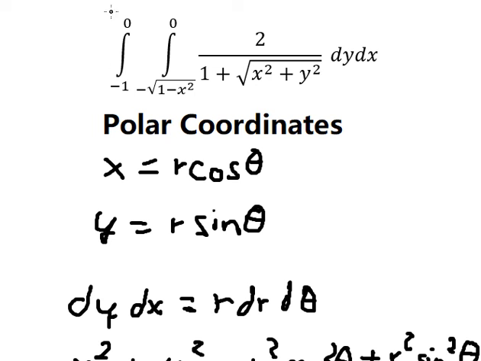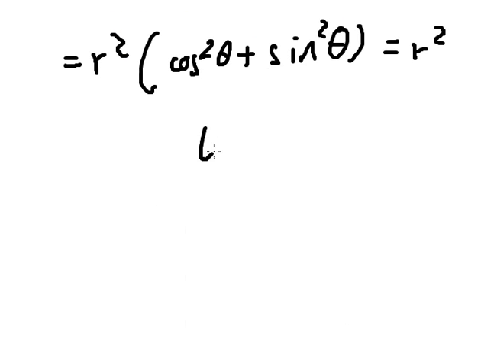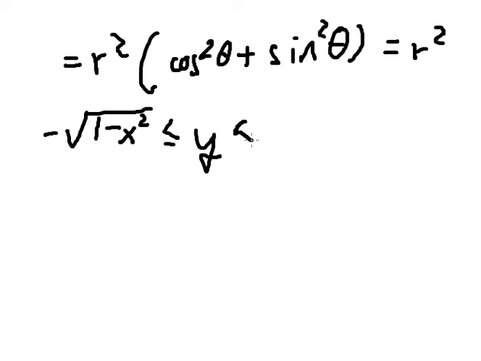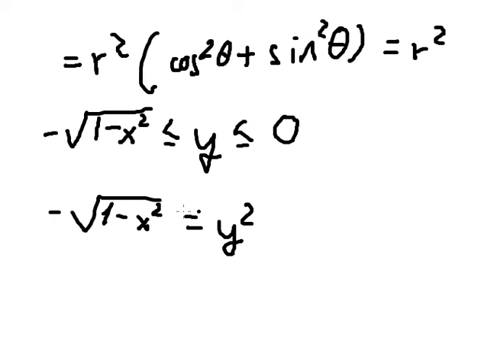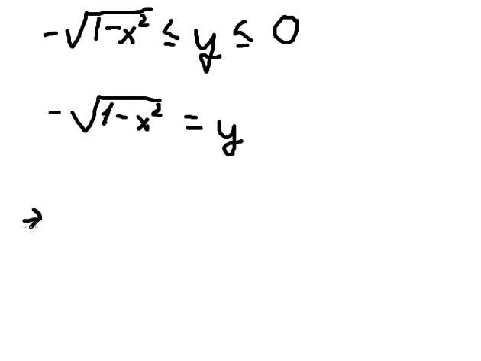Now let's go to the bounds. We see dy, so y is greater than negative square root of 1 minus x squared and smaller than or equal to 0. Now we need to write this one first. So we put the power 2 on both sides.